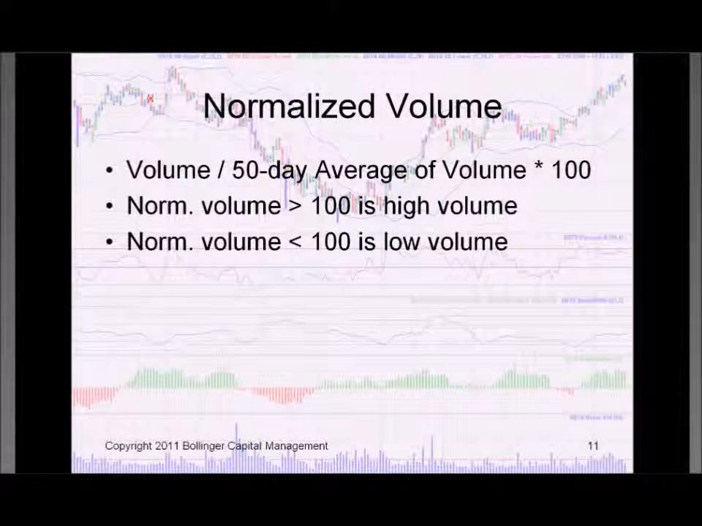So here's the formula that we used to do that. We just took volume and divided by its 50-day moving average and multiplied it by 100. Now we can easily say that normalized volume greater than 100 is high volume, or normalized volume less than 100 is low volume.